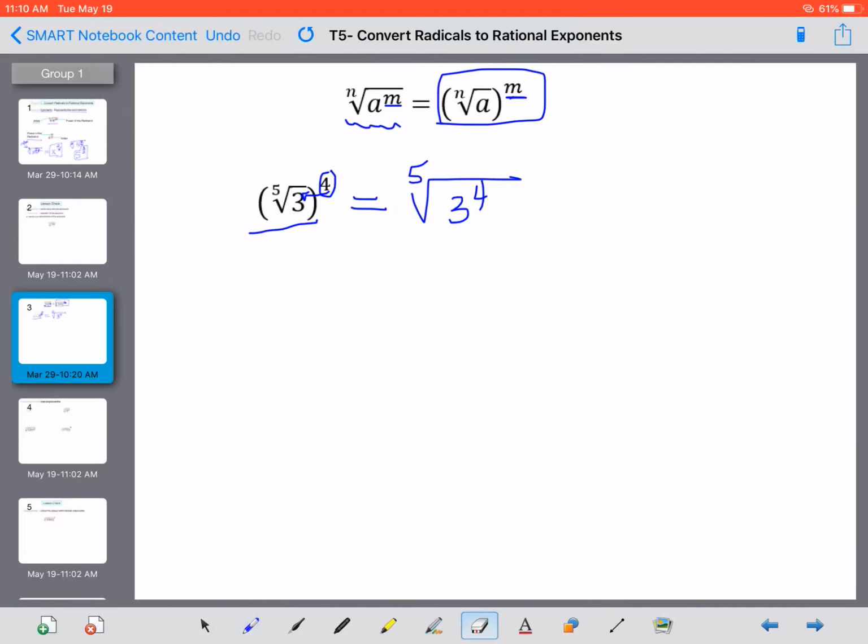So this is an example of one you'll see on your homework. You always identify your index first, because that's going to be the denominator. Your index is 5, and then you raise to the 4th power, so that would be your numerator. So this would be 3 to the 4/5 power. That is equivalent to the 5th root of 3 raised to the 4th power.